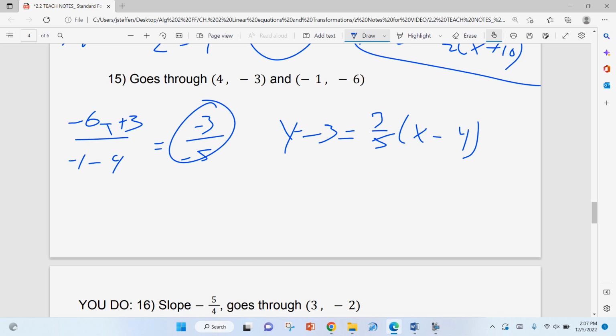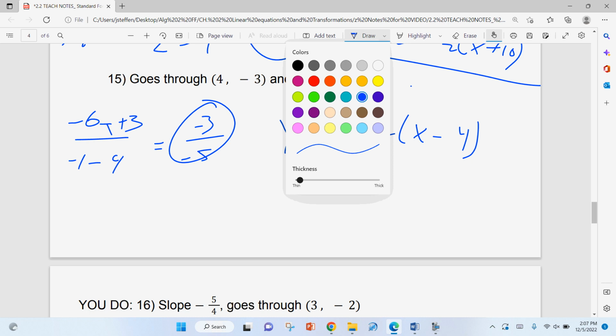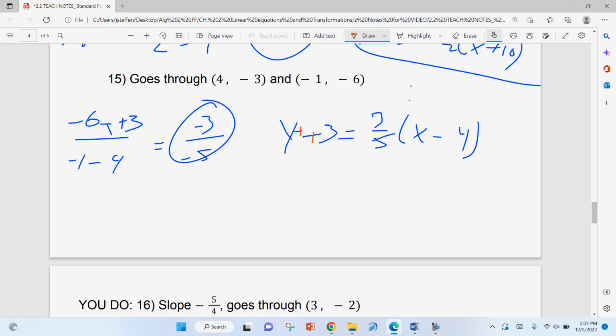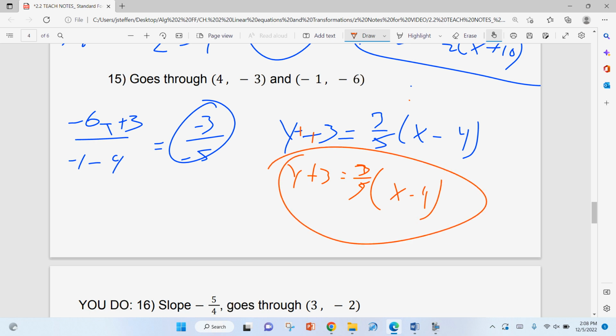Again, the only thing I'd appreciate, you can go through, and even if you just erase it and rewrite it, that's fine. But slash and dash that, it's positive, so y plus 3 is equal to 3 over 5, x minus 4. I know that's hard to read, but it's 3 over 5. I apologize. The next one, x minus negative 6.